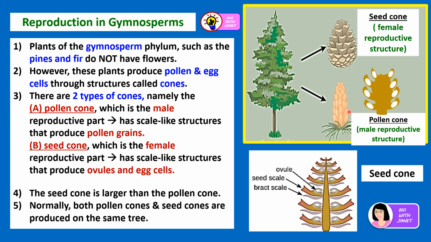Normally, both pollen cones and seed cones are produced on the same tree, but the seed cone is usually higher up, so as to avoid self-pollination, that is, to avoid the male gamete from the same plant fertilizing the female gamete from the same plant. Okay, so the seed cone is usually higher up than the pollen cone.